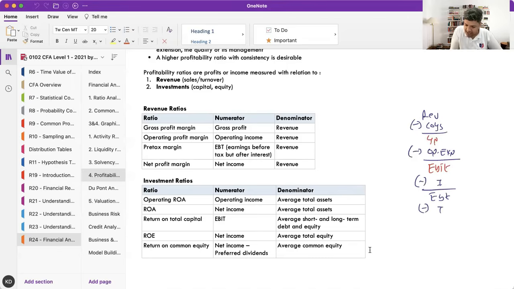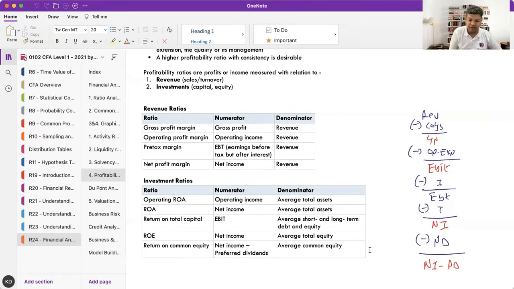Then you subtract the tax. Then you have net income. From the net income, who do you pay? Preference dividend, to preference shareholders. Then what is remaining is called earnings available for equity shareholders, which is net income minus preference dividend. Okay, keep this in mind.